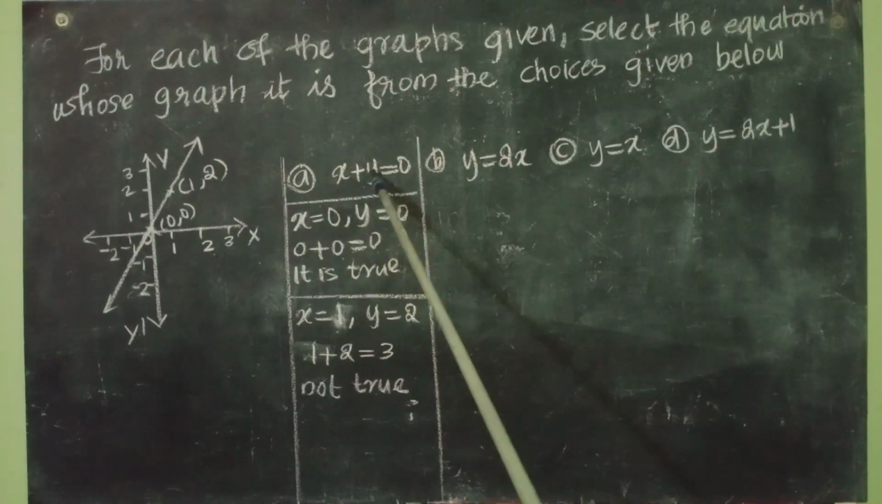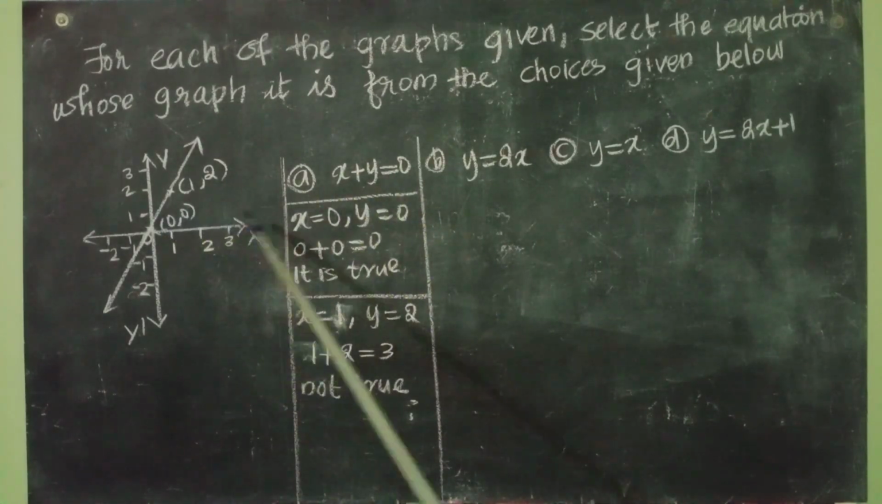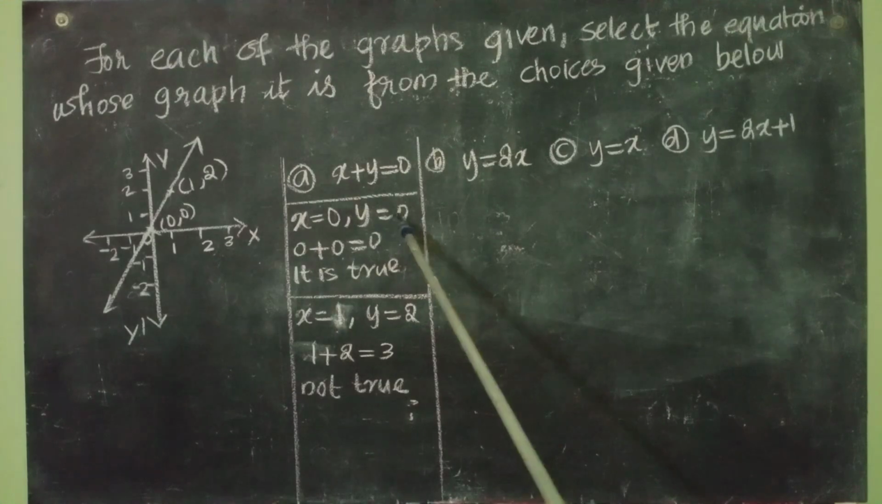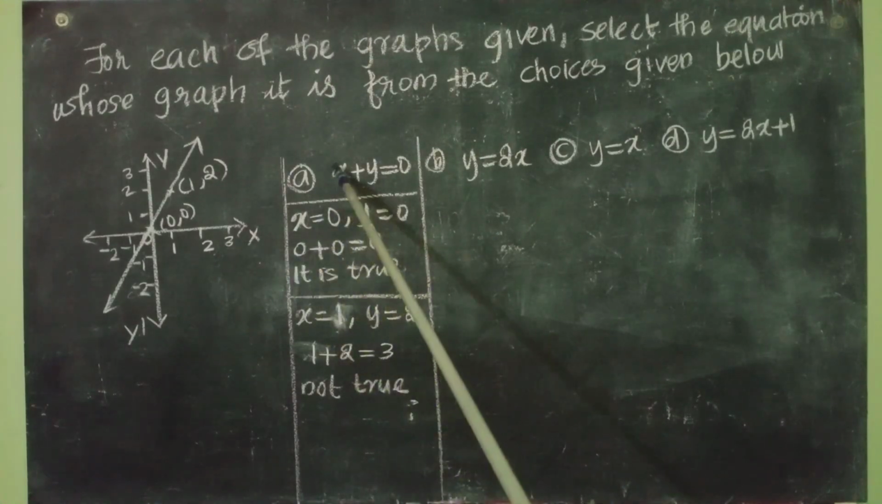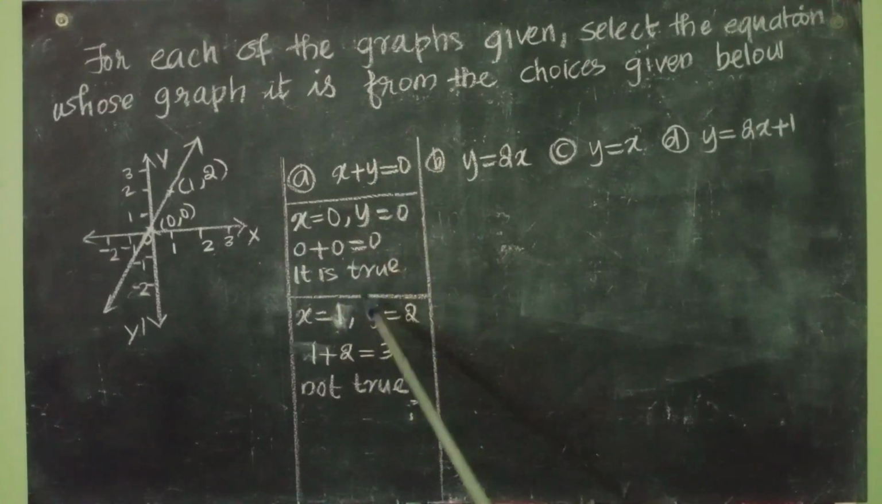The first equation is x plus y equal to 0. There we can try the first solution, 0, 0. We give x equal to 0 and y equal to 0 in this equation. We get 0 plus 0 equal to 0. The right side is also 0. So in the first case it is true.